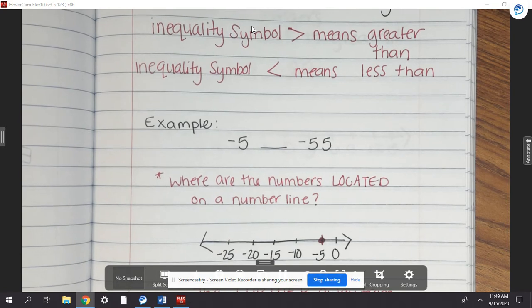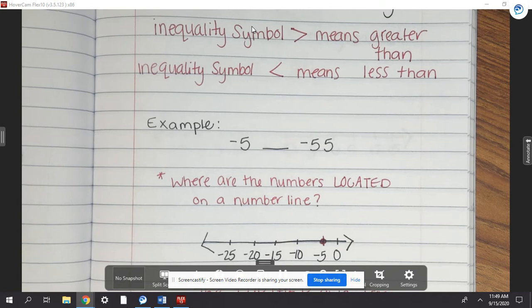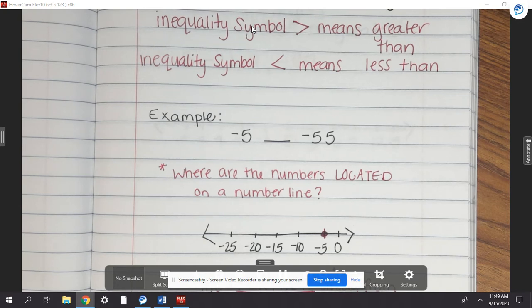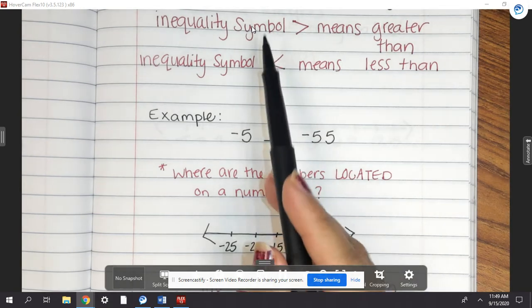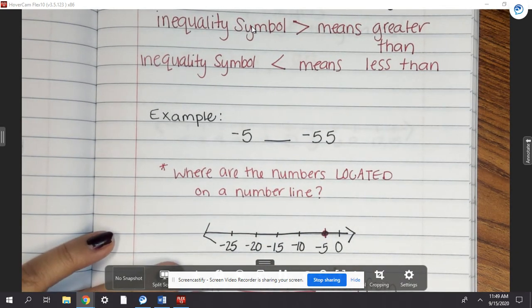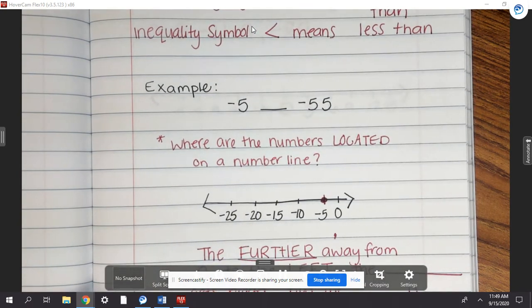Okay, so we're going to look at how you can use a number line because this is going to be the start of that foundation so you understand how negative numbers work. For example, negative 5 is less than negative 55 or greater than negative 55? We're going to fill this in with an inequality to make this statement true. One thing you want to know is, where are these numbers located on a number line? Sometimes you might have to use a number line to help you, and that's okay. Sometimes I really have to think about it too.